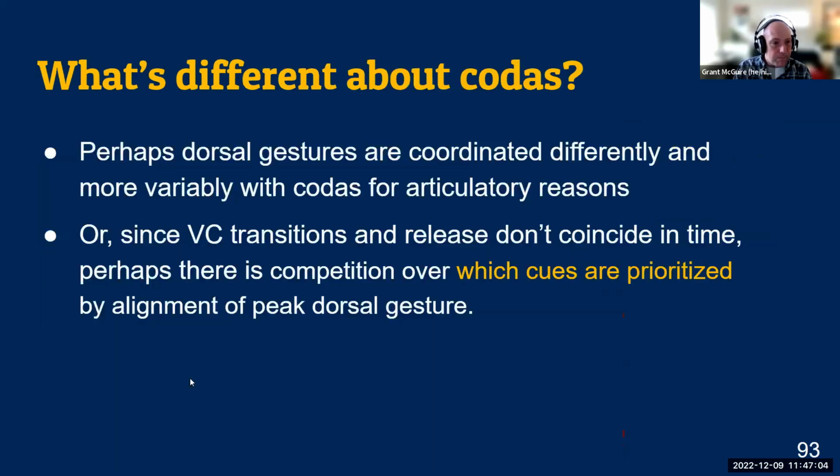Okay, so let's talk about what's different about codas. And then maybe we'll get to an overall summary here, and then we'll get some questions or some discussion. So what's different about codas? Dorsal gestures are coordinated differently and more variably with codas for articulatory reasons. So we have an articulatory explanation. Or since VC transitions and release don't coincide in time, perhaps there's competition over which cues are prioritized by alignment of peak dorsal gesture.